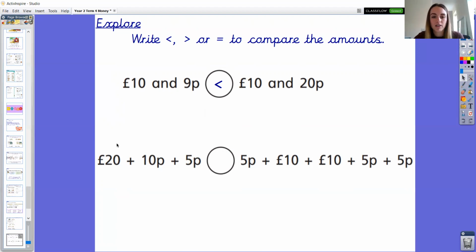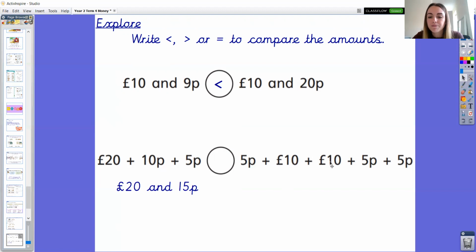Okay, so let's have a look at the next one here. I'm going to start with the largest value to find the total. So we have £20 and 15 pence here. So, 10 add 5 equals 15. Having a look over here, it starts with the smallest coin to begin with. So I'm going to have a look at the number sentence and find the pound symbol to find the pounds. Brilliant. So £10 add £10 equals £20.